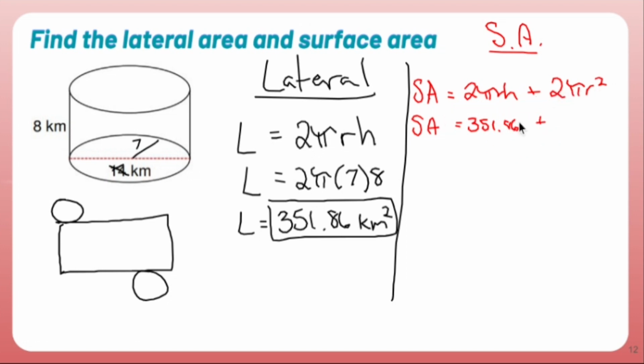2 times pi r squared is going to be 2 times pi 7 squared. So let me go off to the side. Siri says it's 307.876. So let me add these two together, asking Siri to do it for me. And I get 659.736 kilometers squared.